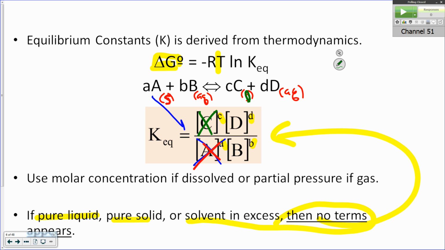The only things that appear are things that are in solution, and typically when we think about solution, it's aqueous. We're dealing with aqueous chemistry in this class. Or if it's a gas. Gases count as well because gas reactions are common types of reactions that occur that we need to think about.